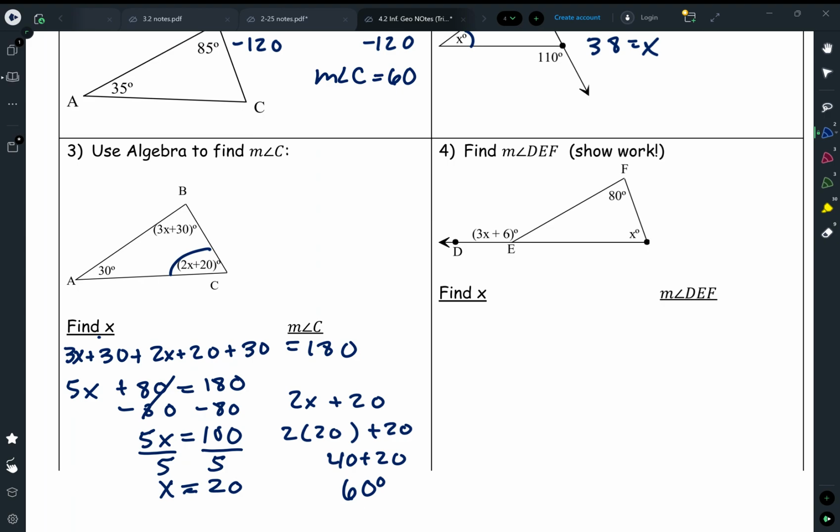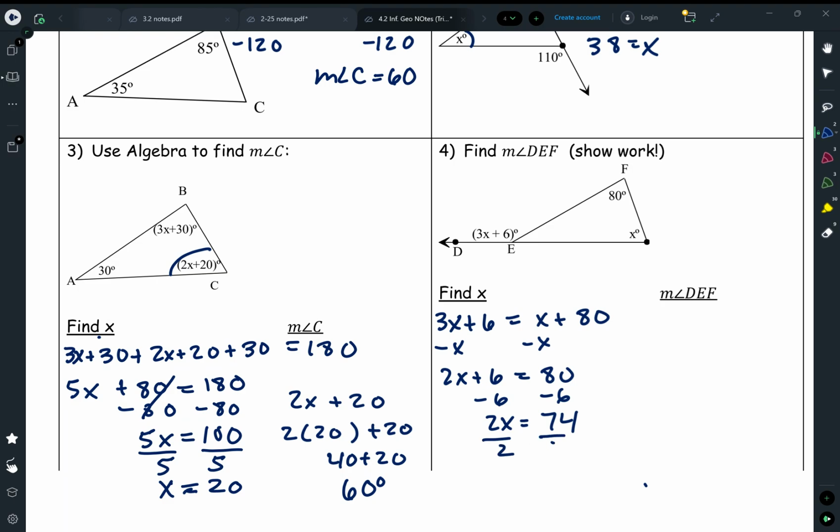For 4, this is going to be that exterior angle is the two interior ones together. So that means if I take 3x plus 6, that's going to equal x plus 80. And so now I need to solve by subtracting x on both sides. 2x plus 6 equals 80. Subtract 6. 2x equals 74. And then we're going to divide both sides by 2. And x is equal to 37.